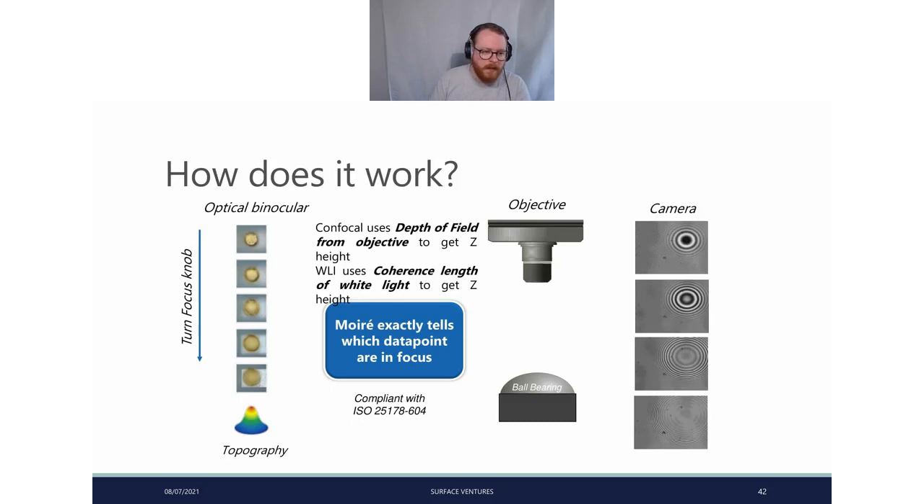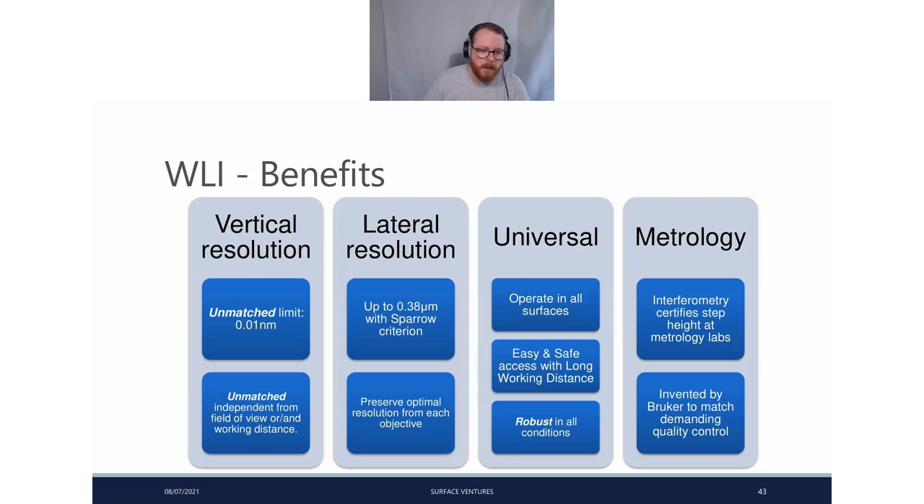Similarly, you can think of that like with an optical microscope or a confocal microscope. When you're turning the focus knob, you will get different sections in focus at a time, and a confocal microscope can take that and say, okay, I know what sections of this are in focus. You can build up topography from that. Instead, white light interferometry works by using the intensity of these moiré patterns to tell what parts are in focus. There are various different benefits to this.